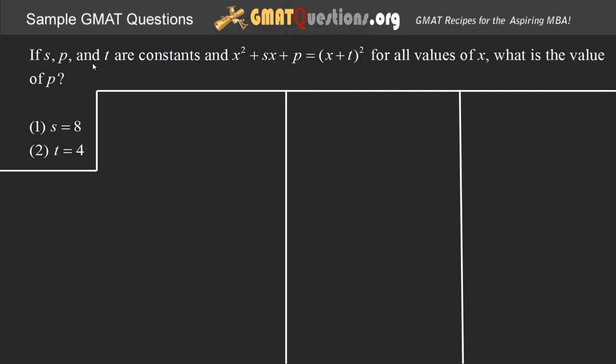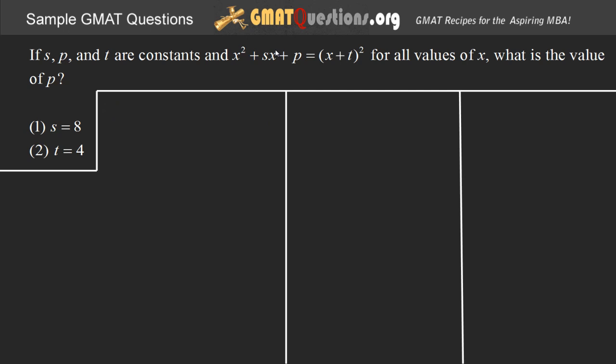If S, P, and T are constant and x squared plus sx plus p equals (x plus t) squared for all values of x, what is the value of p? Statement number 1, s is equal to 8. Statement number 2, t is equal to 4.